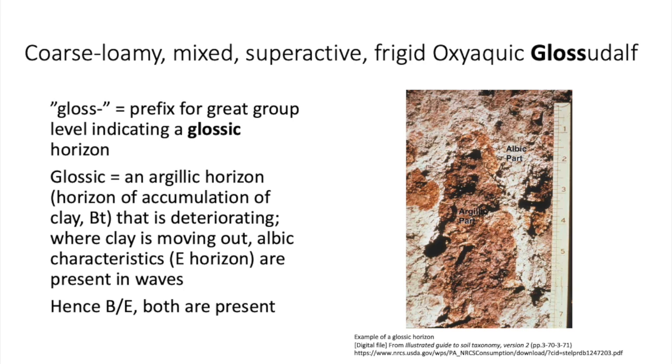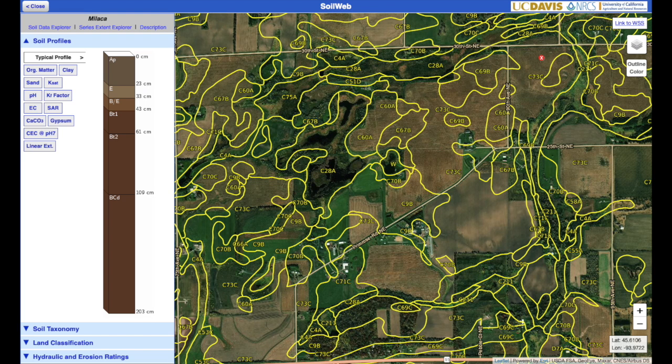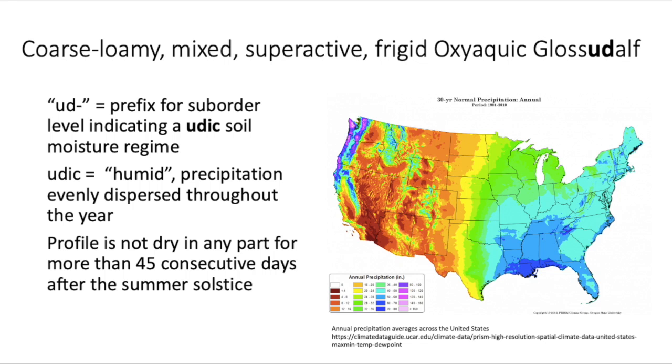So there's a presence of both of these characteristics and processes kind of tonguing and waving through this profile, as you can see in the picture indicated. It is a very good picture of both of these processes happening. So to go back to the profile figure, you can see the B/E is the letter profile indication of a glossic horizon. Then in the word Glossudolph, ud indicates an udic soil moisture regime.